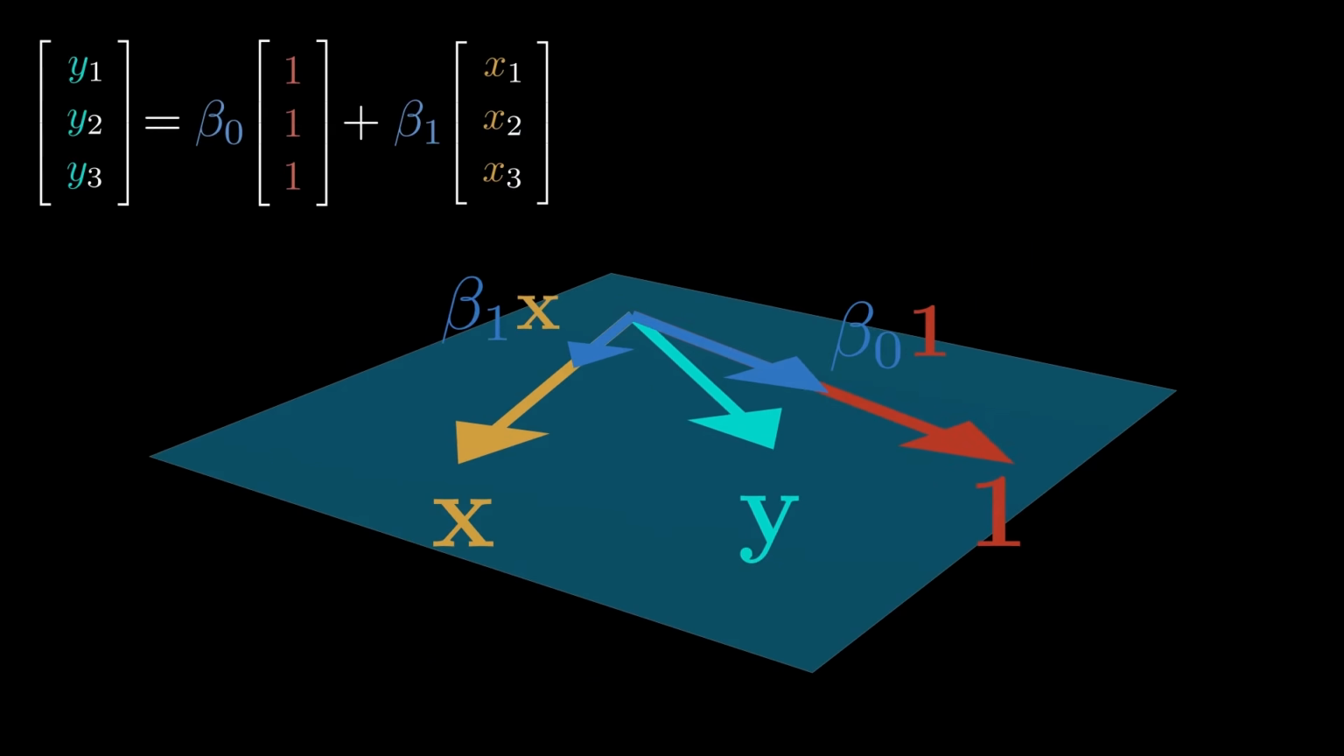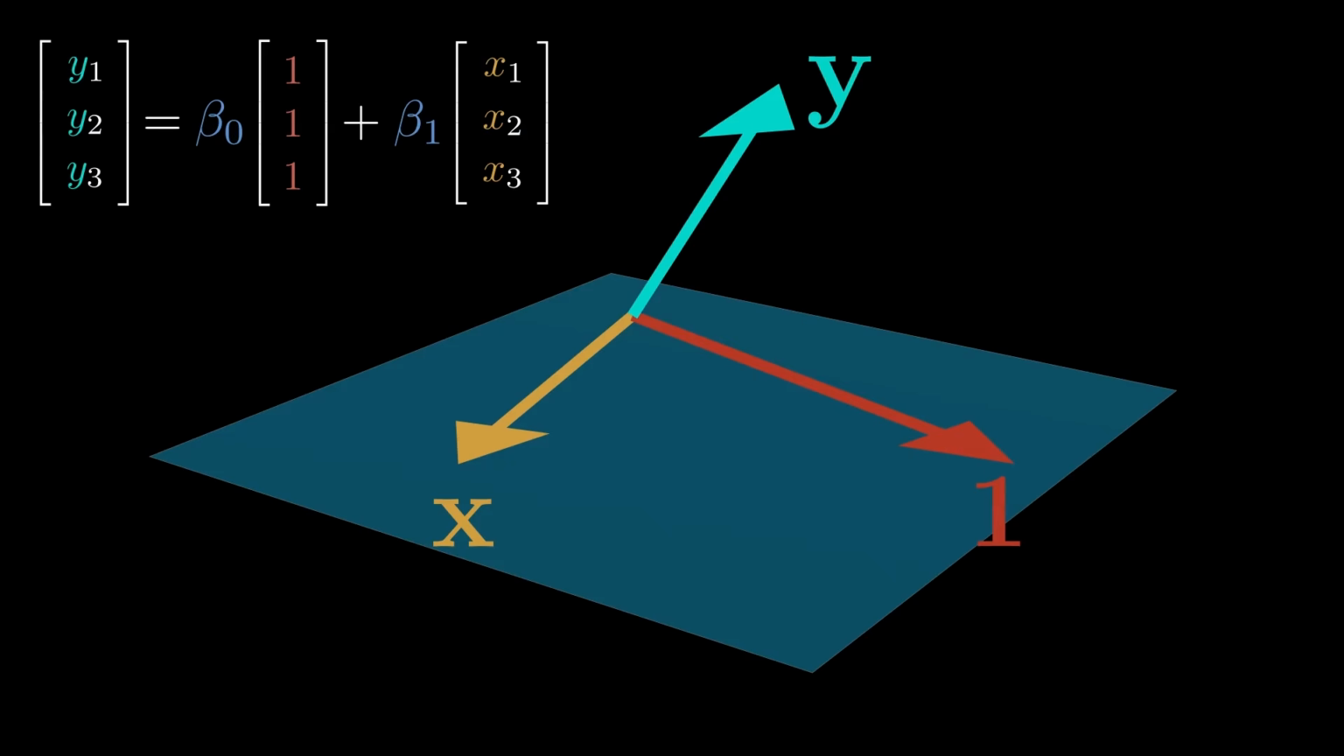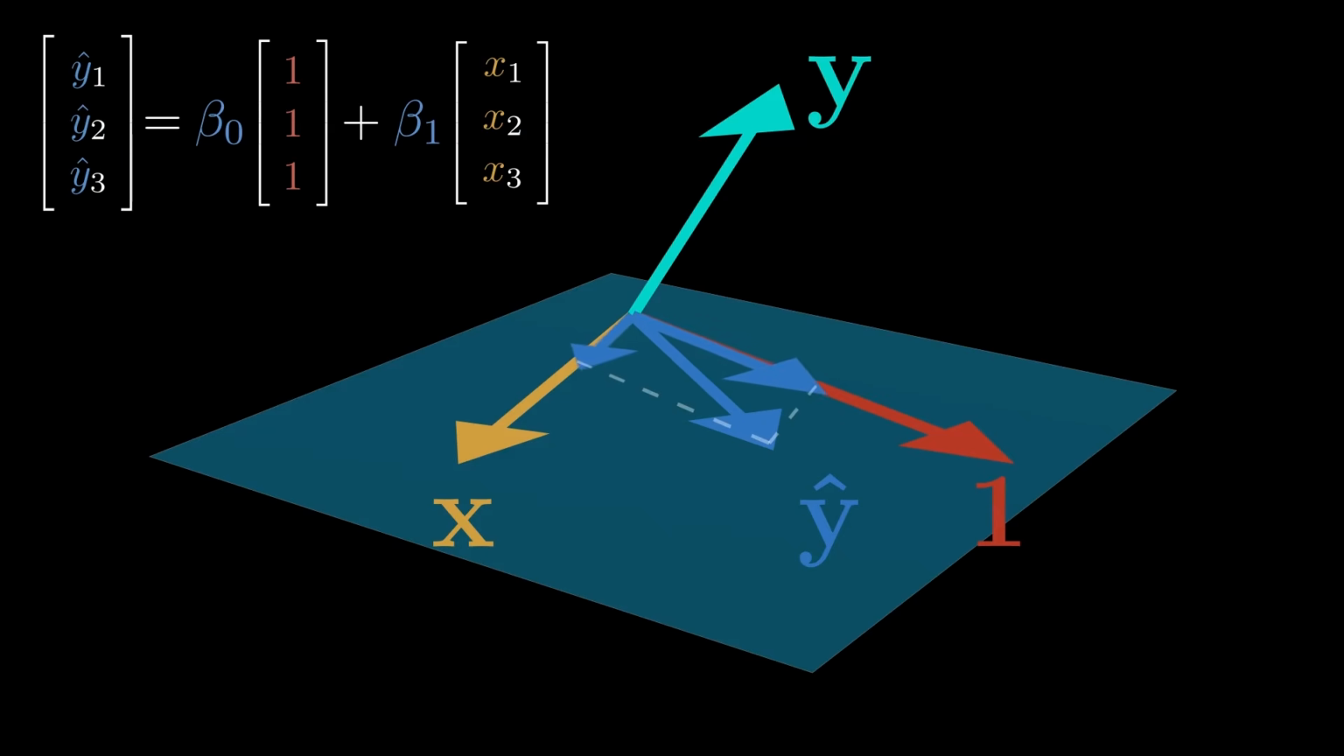But what if the y vector lies outside the plane? Then what can we do? The strategy of least squares says, let's project y down onto our plane, and we can call that y hat, then choose beta values which can get us to that projection. In other words, the betas are the components of the projection.